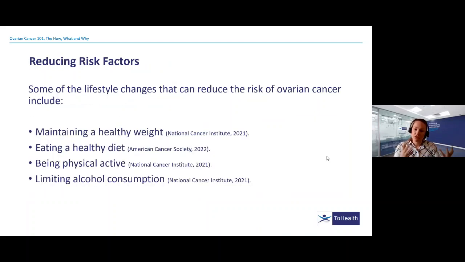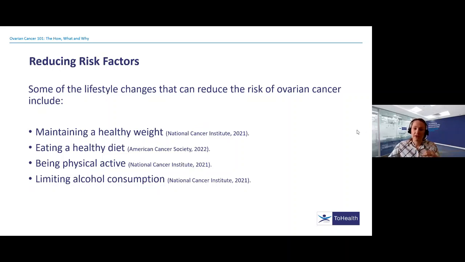So we looked at some of those risk factors earlier on this morning, particularly such as age and family history, that cannot be changed. But there is evidence that lifestyle can play a role in reducing the risk of ovarian cancer. And a healthy lifestyle can help to prevent the development of cancer and reduce the risk of recurrence in women who have already been diagnosed with ovarian cancer.